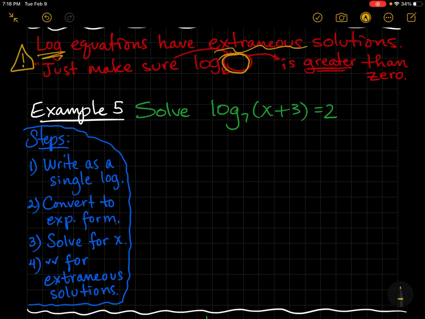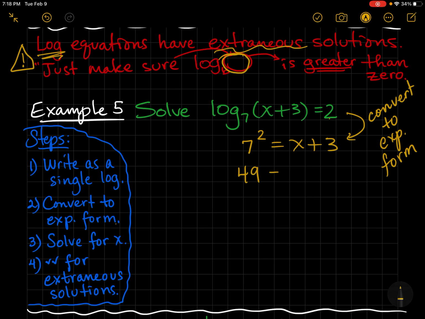So right now I want to convert to exponential form. The base is 7, the exponent is 2. Remember, the log equals the exponent. And wow, look how easy that got by converting to exponential form. That's the key to solving. If you can convert, this is going to be a super easy lesson for you. So now that's just 49.